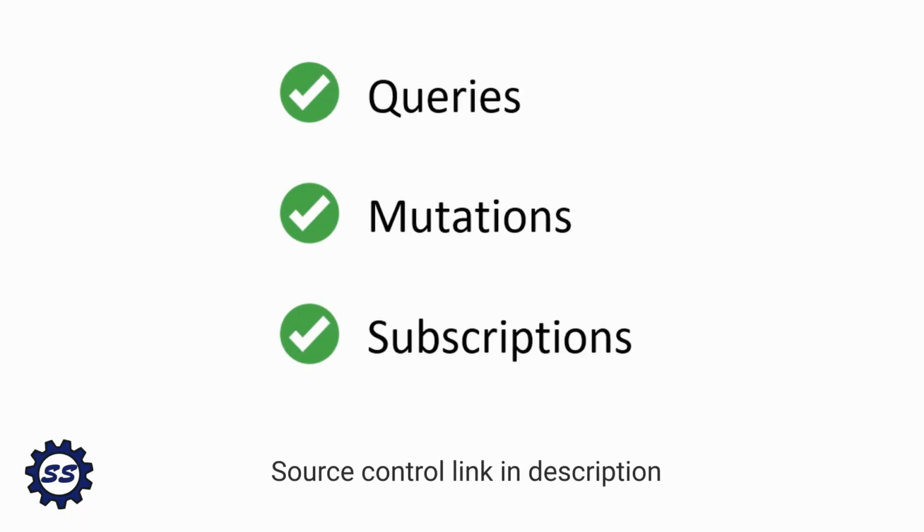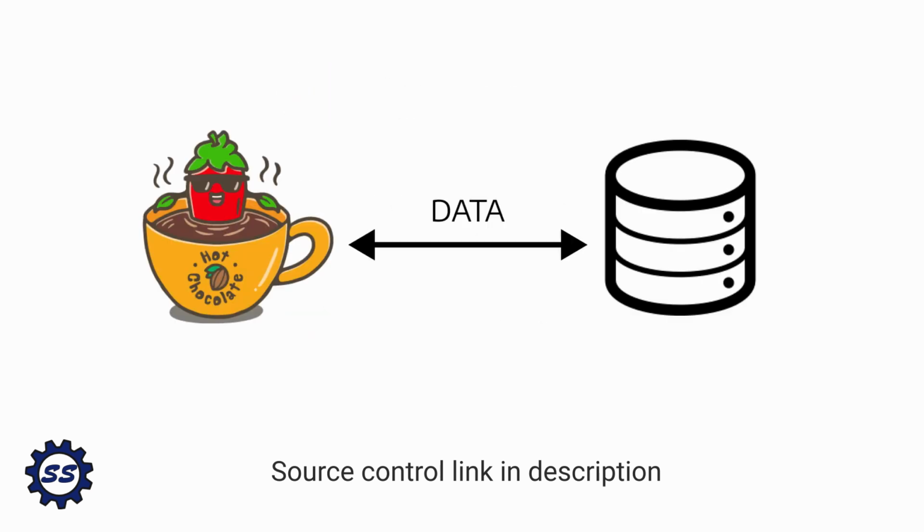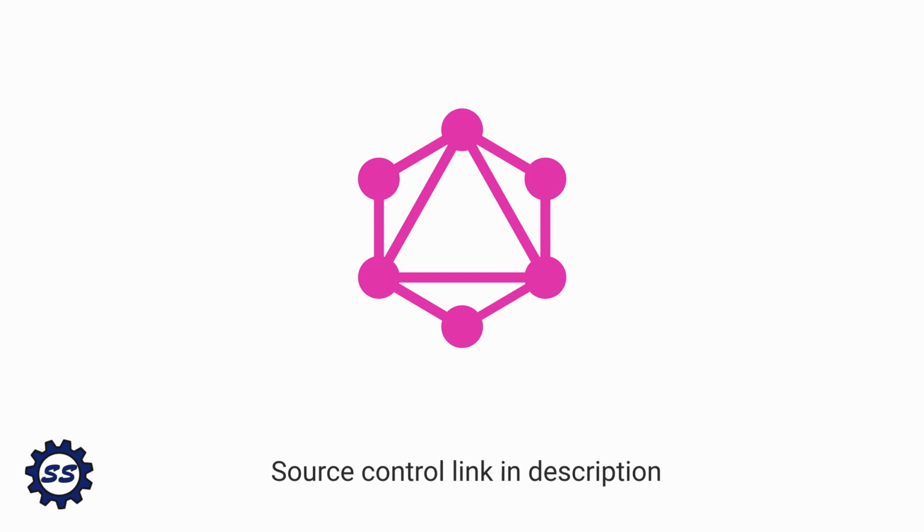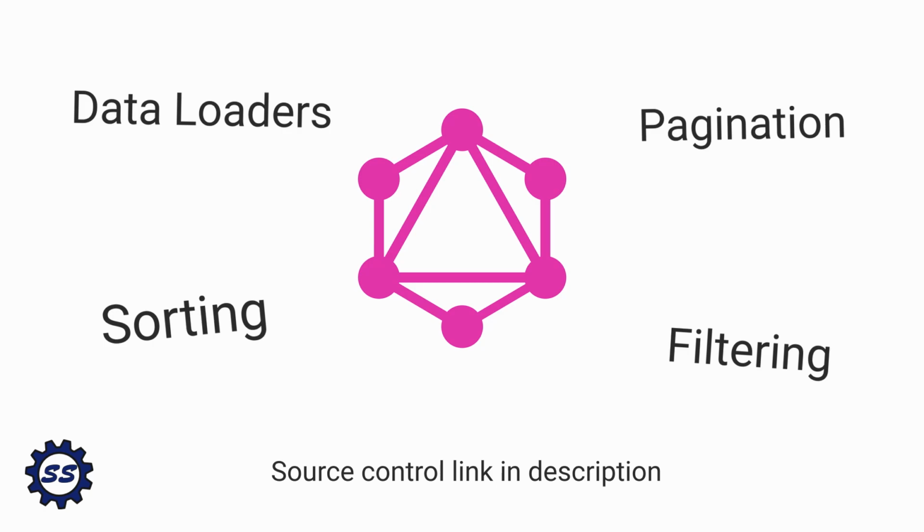Now that we've covered all the GraphQL operations in our GraphQL API with Hot Chocolate, we're going to move on to implementing services for data access. Specifically, we're going to have our services use Entity Framework to access a database. This is pretty much essential to most applications, but it's also going to allow us to demonstrate more advanced Hot Chocolate GraphQL features in the future, such as data loaders, pagination, sorting, filtering, all that fun stuff.